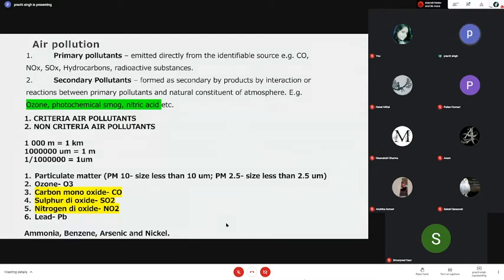Okay, so now there is a huge list of these pollutants. Like we have discussed the criteria and the parameters to check the quality of water, similarly there are criterion pollutants, which are compulsory criteria to determine the quality of the air. These are your 7 criteria, okay? And they are said to be your criterion air pollutants.